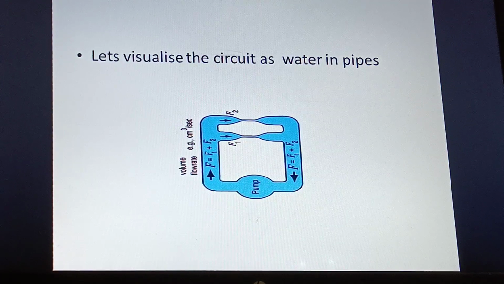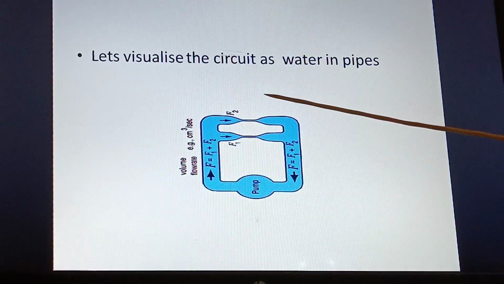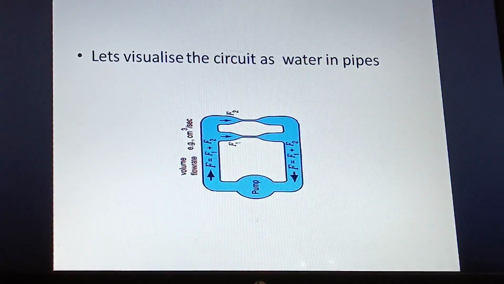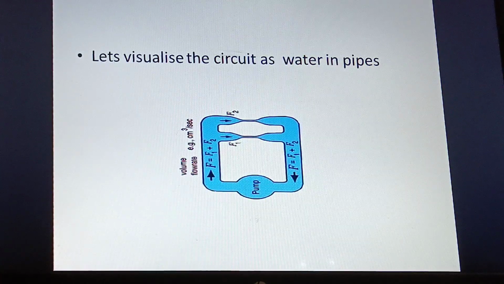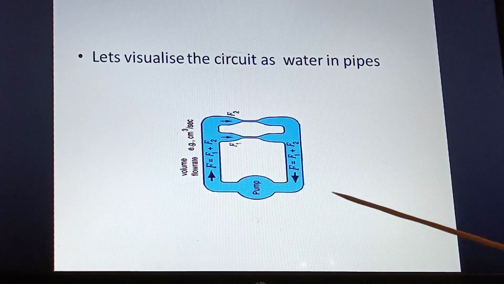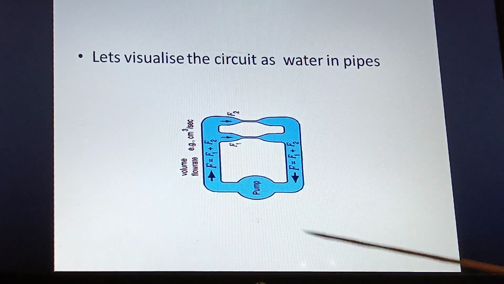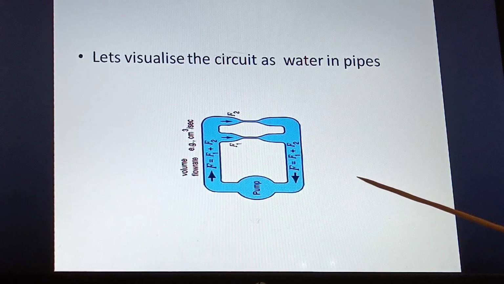Now at this junction, is the pressure difference the same or not? My question is, at this junction, is the pressure difference the same or not? It is the same. Everywhere the potential difference will be the same. What if I say no? So if not, what?